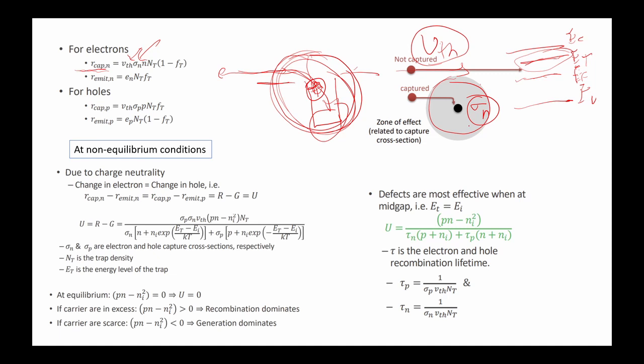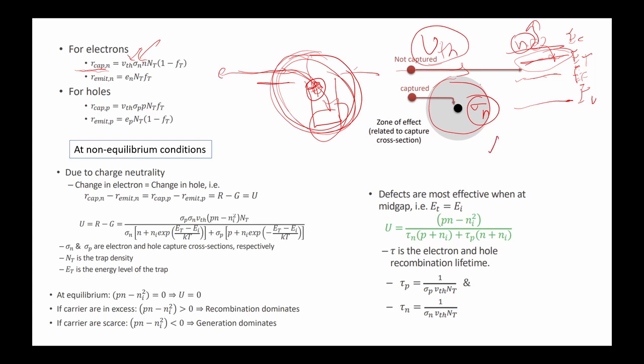This is known as the capture cross section, denoted by sigma n, and it is directly proportional to sigma n and the number of electrons in the conduction band, n. If n is high, the probability of the electron falling from the conduction band to the trap state will be high. With more and more electrons in the conduction band, the probability of falling to the trap state will be high.